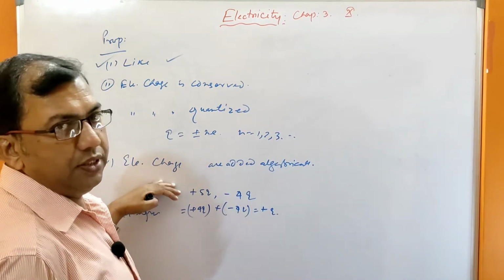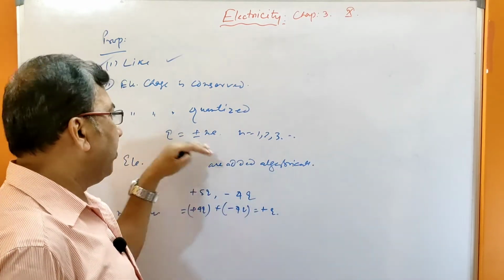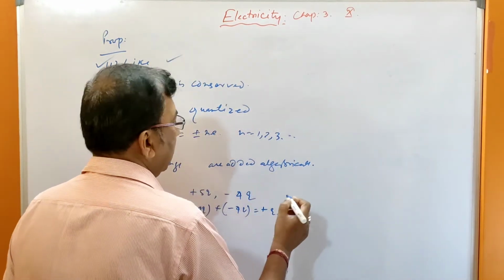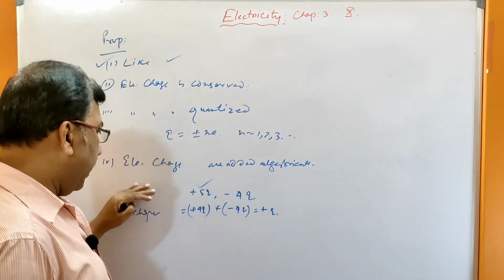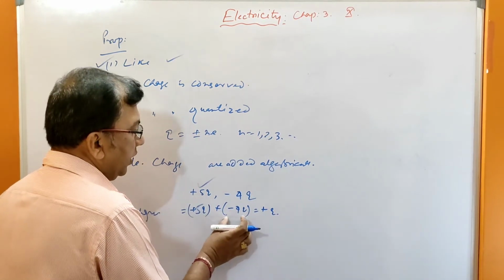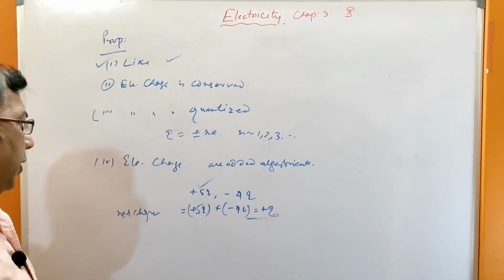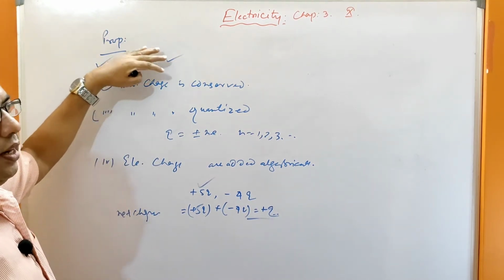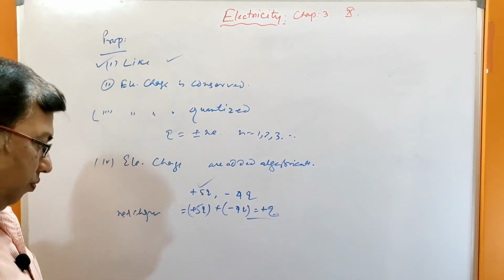And the net charge of a substance or body will be the algebraic sum of the charges. Suppose a body has charges of +5q and -4q. So the net charge will be +5q plus -4q, which equals +q. That is the net charge of the body. It is added algebraically. It is quantized. It is conserved. Like charges repel and unlike charges attract each other. This is the property of charges.